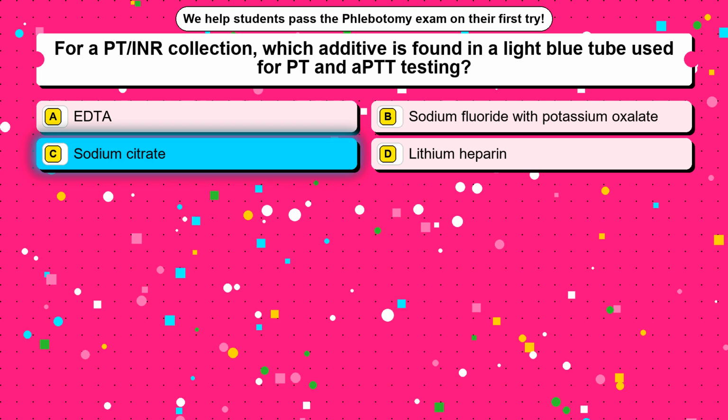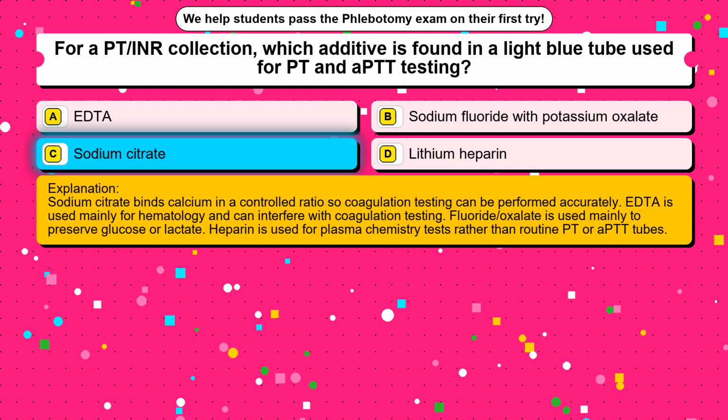The correct answer is option C, sodium citrate. Sodium citrate binds calcium in a controlled ratio so coagulation testing can be performed accurately. EDTA is used mainly for hematology and can interfere with coagulation testing. Fluoride/oxalate is used mainly to preserve glucose or lactate. Heparin is used for plasma chemistry tests rather than routine PT or APTT tubes.